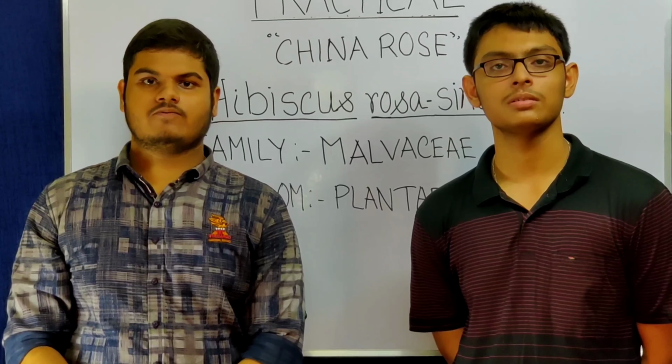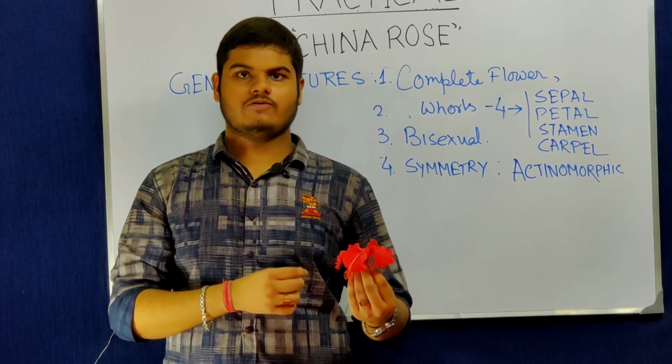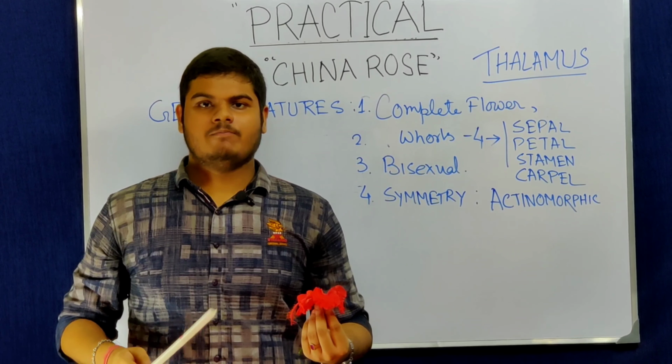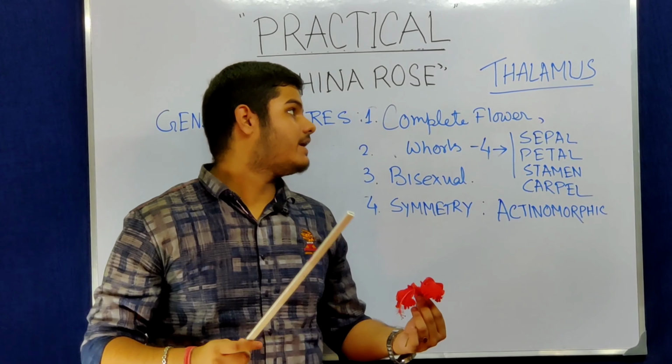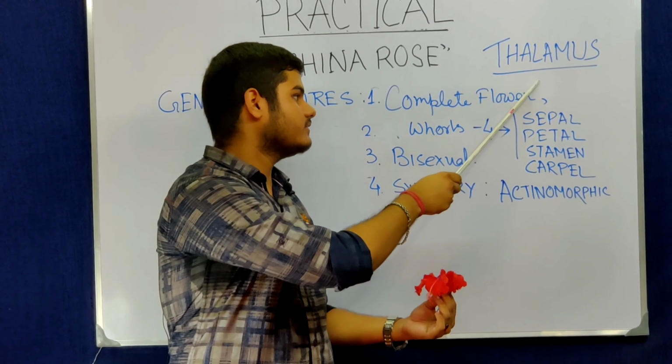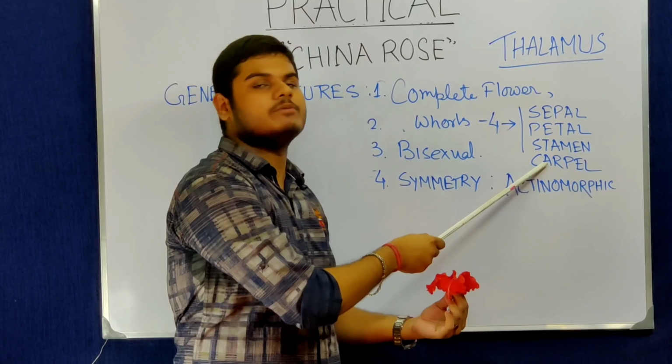Today we are going to perform the dissection of China rose. It is a specimen of China rose. It is a complete flower because it has 4 whorls. The 4 whorls are connected to a basal region called thalamus. The 4 whorls are sepals, petals, stamens and carpel.